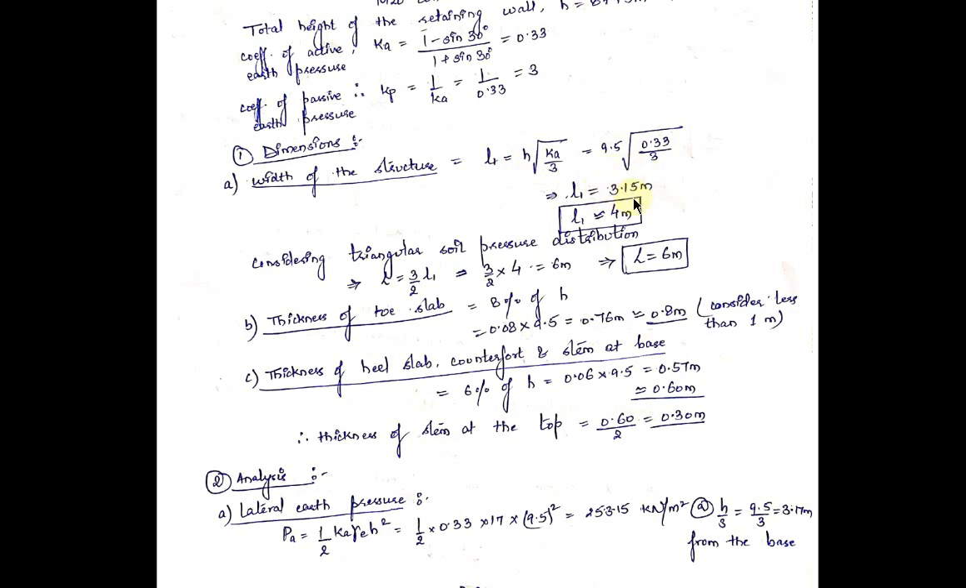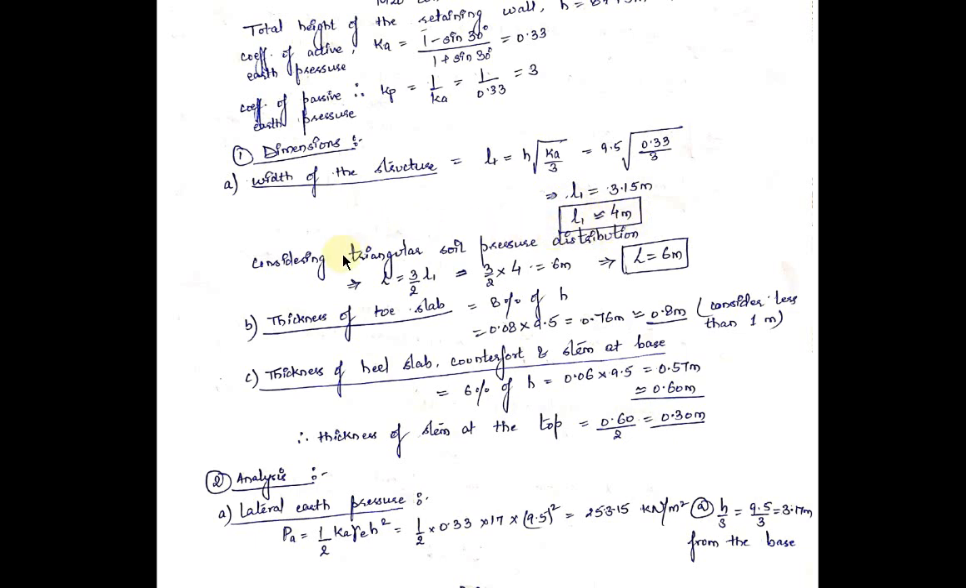See, now you can use this actual value which we just calculated, or you can increase the value for safety purpose. So we will be increasing the value from 3.15 to 4 meters. You can also use 3.5 meters, but in order to keep in mind the safety of the retaining wall, we will take the value of L1 approximately equal to 4 meters.